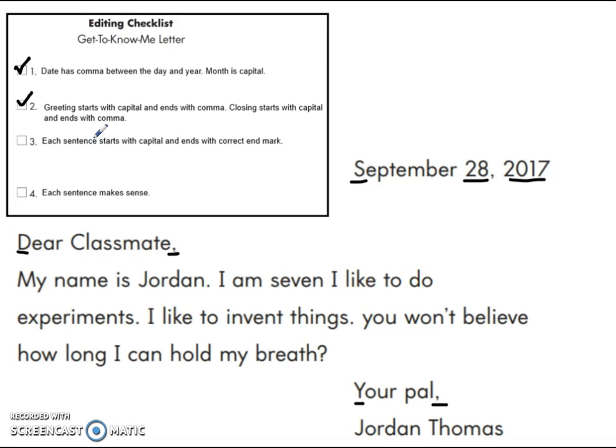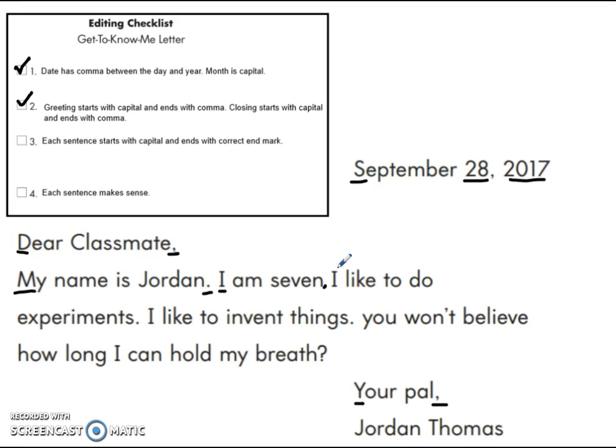Now let's look at number 3. Each sentence starts with a capital and ends with the correct end mark. So now we've got to look at the body. We're going to look at each sentence. So here's my first sentence. It starts with a capital. My name is Jordan, and it ends with a period. Now let's look at our next sentence. I am 7. So here's my capital, but we're missing our period at the end of this sentence. So I'm going to put my period in.